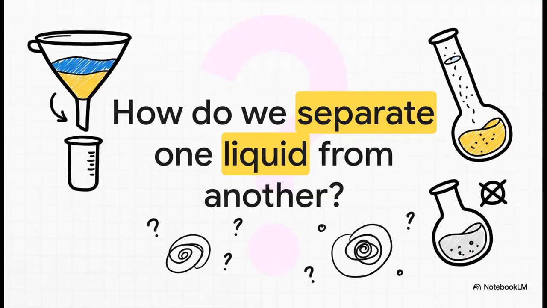So, we've totally mastered how to separate an insoluble solid from a liquid. But that just leaves us with a whole new question, doesn't it? What happens if you need to separate two liquids from each other? Filtration isn't going to work there, so what does? Well, that's a puzzle for another explainer.